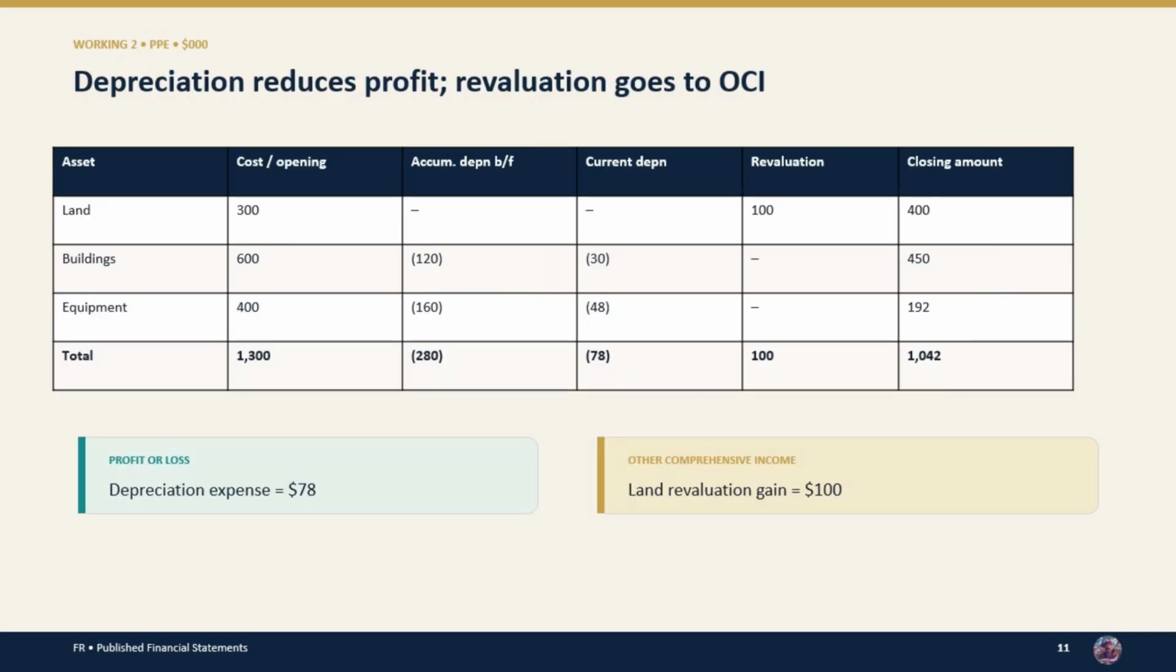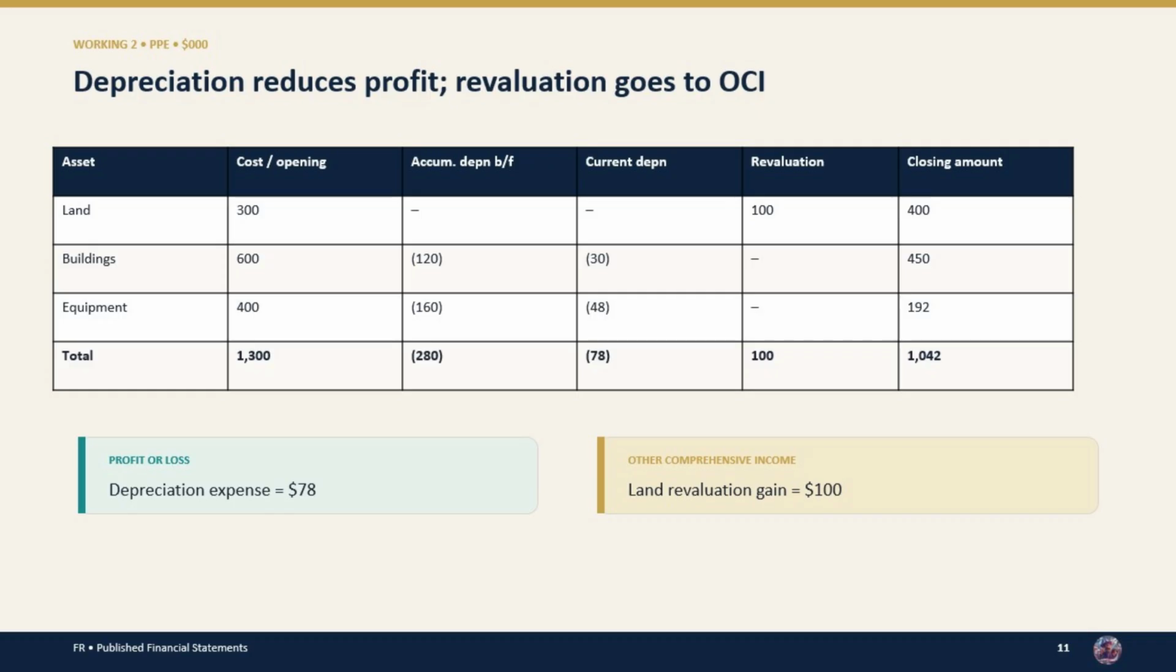Land starts at 300 and rises by 100 to 400. Buildings cost 600, less opening accumulated depreciation 120 and current depreciation 30, closing at 450. Equipment costs 400, less accumulated depreciation 160 and current depreciation 48, closing at 192. Total property, plant, and equipment is 400 plus 450 plus 192, or 1,042.